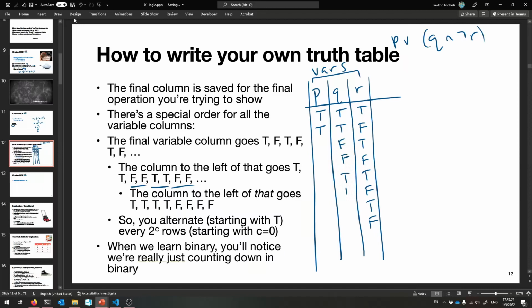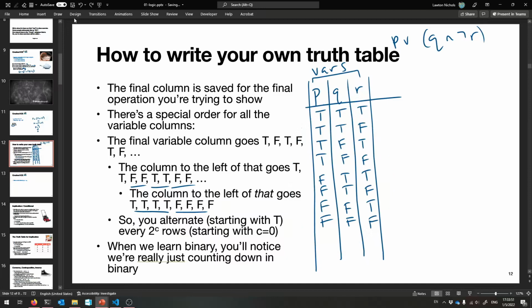And then this is true, true. This is false, false. And this is the customary way of ordering these rows. And then the final column, the one to the left of that, stays the same for 4. It always gets doubled. So this is true, true, true, true, false, false, false, false. Okay? So this is the customary order, and that's how you can make sure that you get all of them.